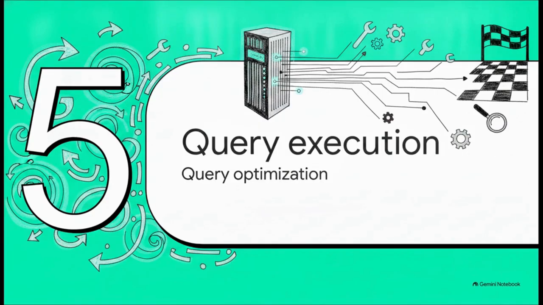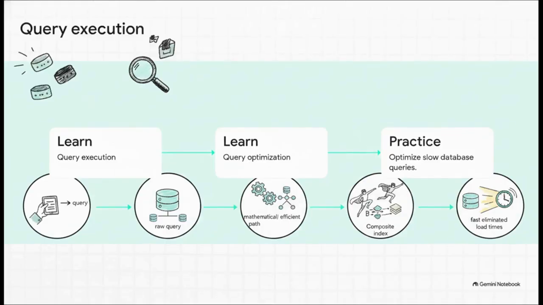Bringing it all together for the finish line in section 5, execution and optimization. Let's break down the chronological journey here. Step 1, the database receives the raw query. Next, the internal engine parses it and plans the most mathematically efficient path. Step 3, and this is where our indexes jump in to save the day, the system actively utilizes those B-tree or composite indexes. Finally, it executes the plan, returning the data super fast and eliminating those heavy load times.